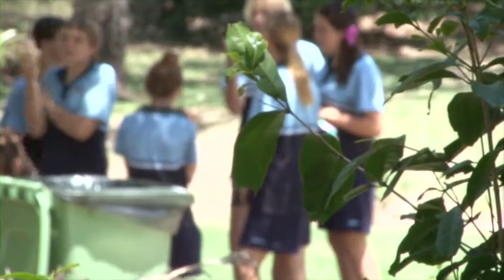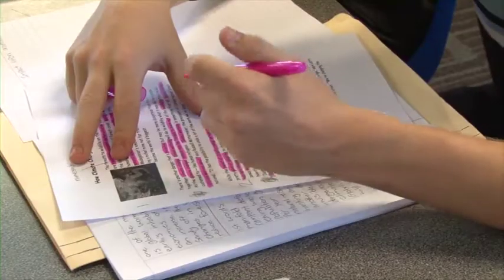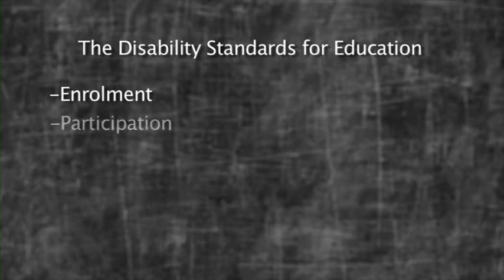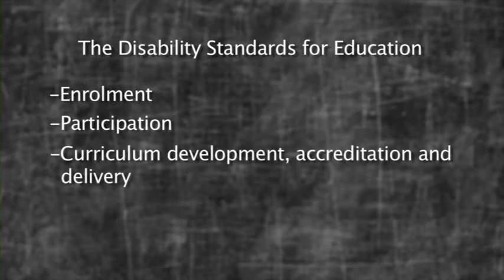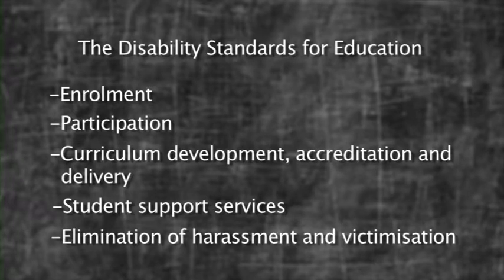We have seen from the introductory video that the Disability Standards for Education provide a framework to ensure that students with disability are able to access and participate in education on the same basis as other students. By complying with these standards, our staff personally ensure that they and Brisbane Catholic Education have met our obligations under state and federal legislation. The standards cover the following areas: enrolment, participation, curriculum development, accreditation and delivery, student support services, and elimination of harassment and victimisation.